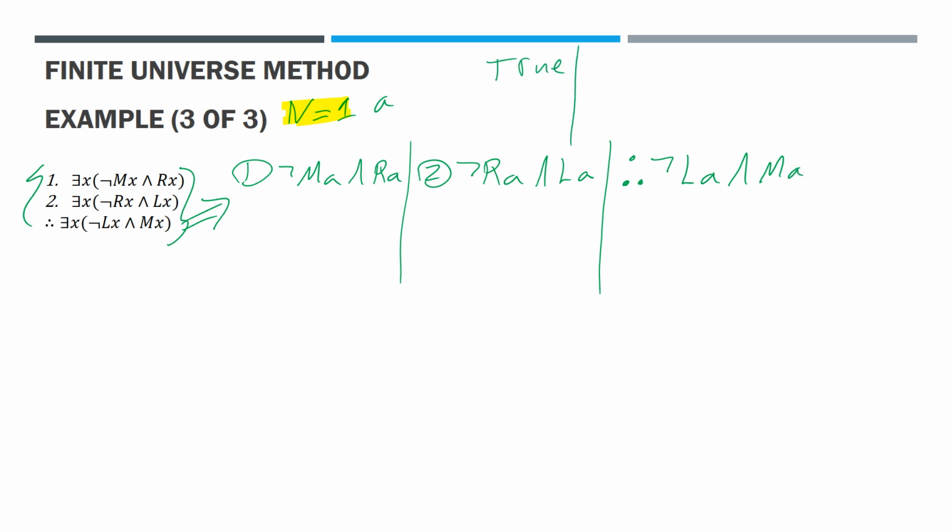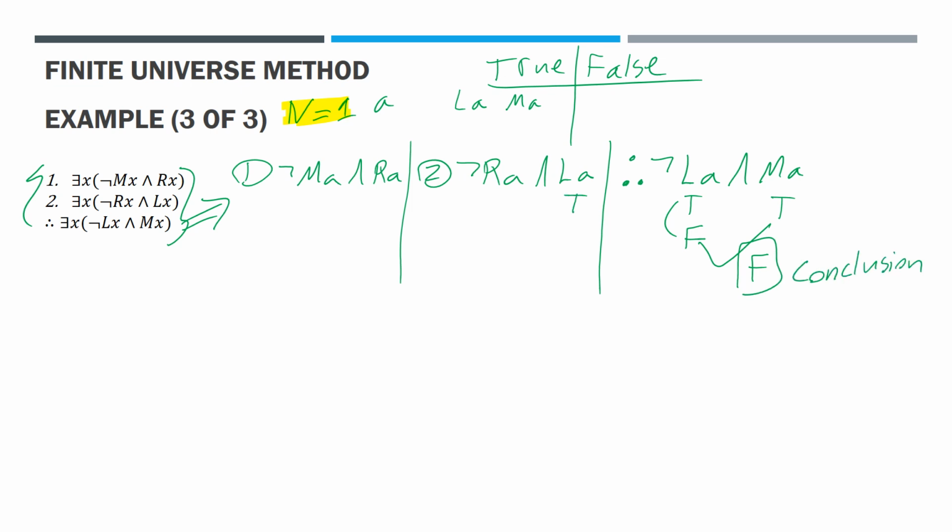I'll create a true-false table to track our values. We want a conclusion that's false. Hence, let's just try LA is true and MA is true and see what happens. LA is being denied, so that's false. We have a conjunction, false and true is false. So that's good, we have a false conclusion.